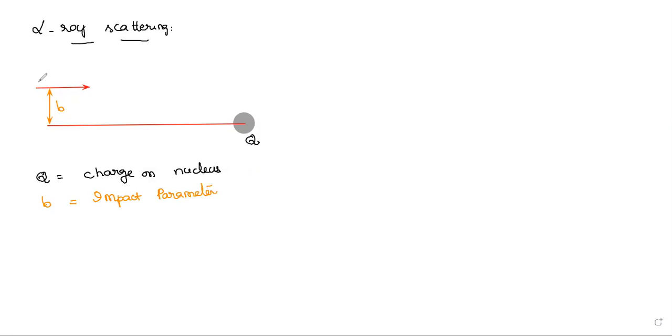Let the charge on the alpha particle be Q. I am representing here Q as the charge on the alpha particle. It is projected, suppose, with a velocity V initially. V is the velocity of projection.